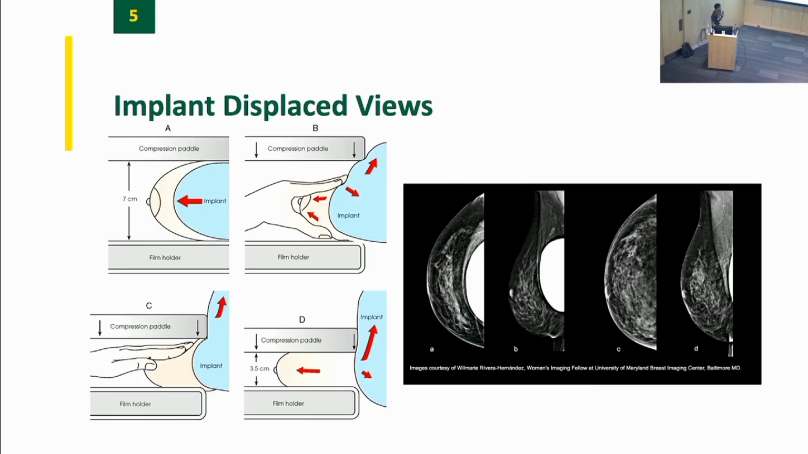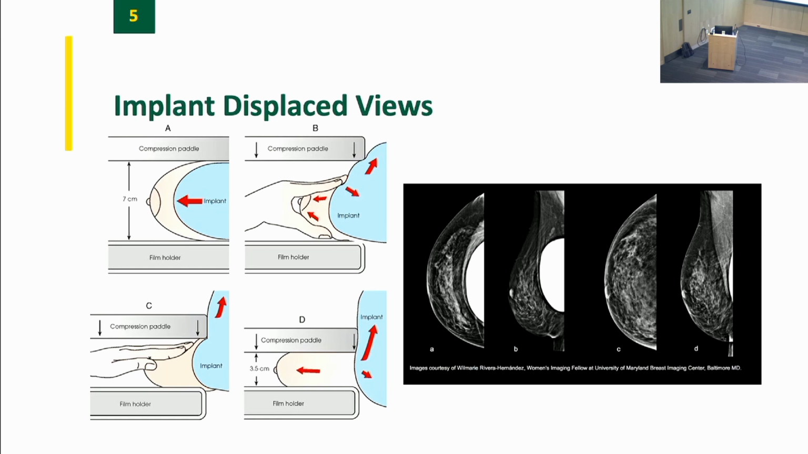Okay, some special views. You will come across these. So this is an implant displaced view. Women can have breast implants for augmentation, but also after a cancer diagnosis and mastectomy, with the breast tissue removed. They may have had surgery, may have had trauma. So these are implant and implant displaced views. They take one image with the implant in view, then they physically manipulate the implant out of place and take another image. So this is a CC view with the implant visible.